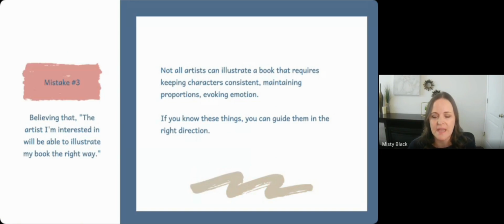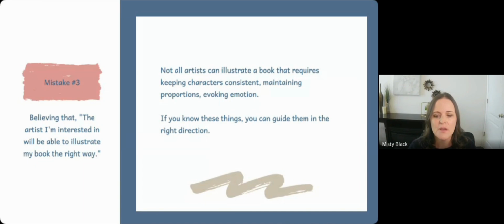Mistake number 3 is believing that the artist I'm interested in will be able to illustrate my book the right way. And that could be true, but there are a few things that I wish I had known before I hired an illustrator. Not all artists are illustrators, because an illustrator has to make sure that the character is consistent on every page. They need to make sure that their illustrations evoke emotion in their expressions, and make sure the proportions are correct. And not all artists can do that. So make sure that you are hiring an illustrator or somebody with experience with that.